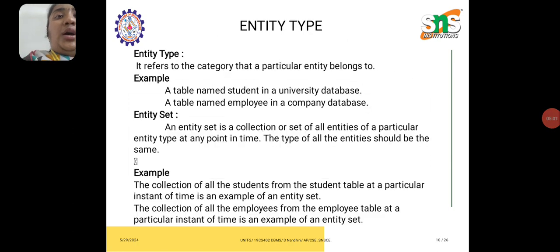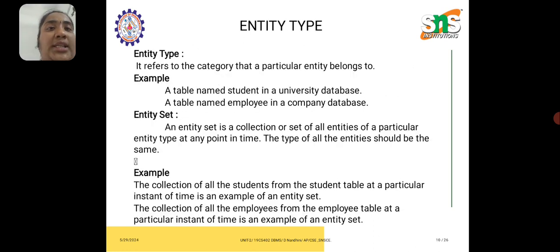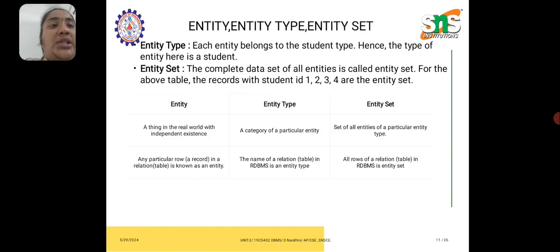So the structural constraints of relationships, from one to many, many to one, and the entity, entity set, and entity type of a relation have been discussed here.